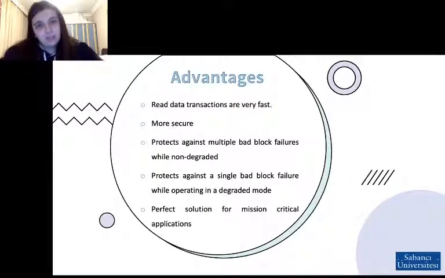Advantages of RAID 6. Like with RAID 5, read data transactions are very fast. If 2 drives fail, you still have access to all data, even while the failed drives are being replaced, so RAID 6 is more secure than RAID 5. RAID 6 protects against multiple bad block failures while non-degraded. RAID 6 protects against a single bad block failure while operating in a degraded mode. It's a perfect solution for mission-critical applications.